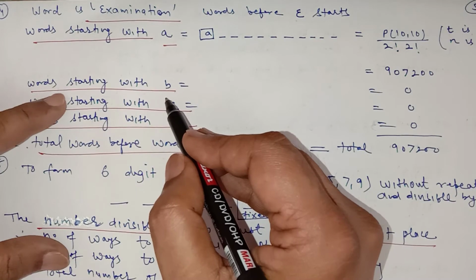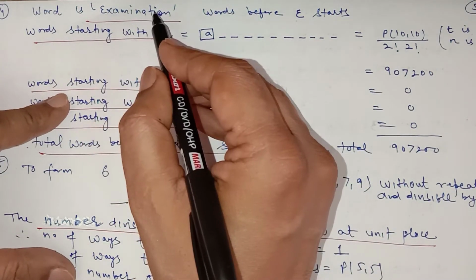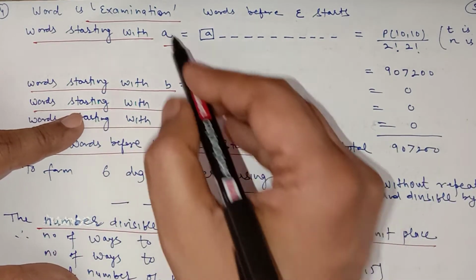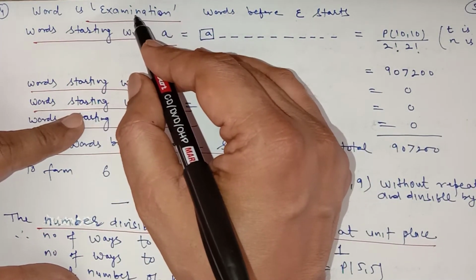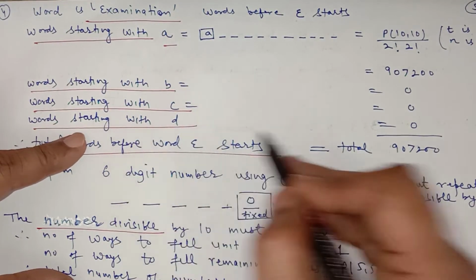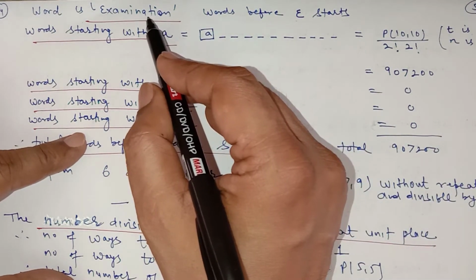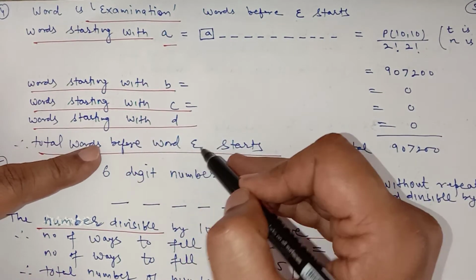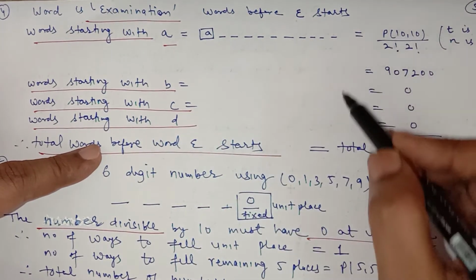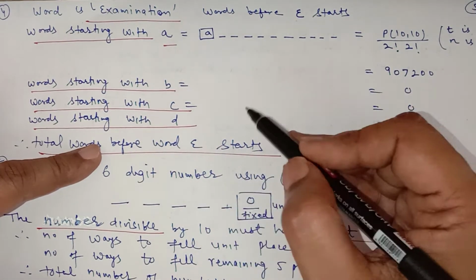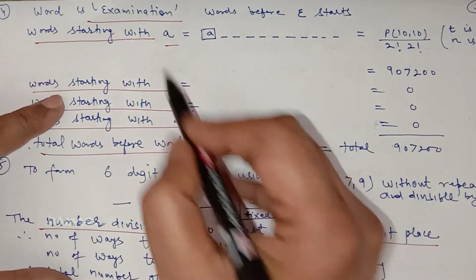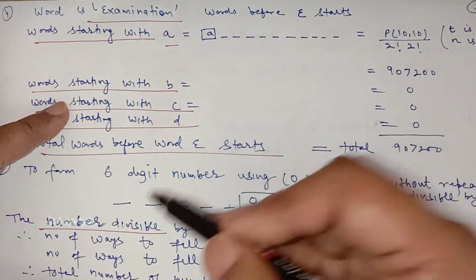Now after that, the word should start with B, but alphabet B is not there in this word. So there is no word starting with B. Then you have to find the word starting with C. Again, there is no alphabet C here. So no word is starting with C. Then the word starting with D, 0, because there is no alphabet D here. And before the letter E only up to D we have alphabets. So only these words are there before the word starts with E, that is 907200. Now you can make the words starting with E, but we don't need it because we have to find the words before E.